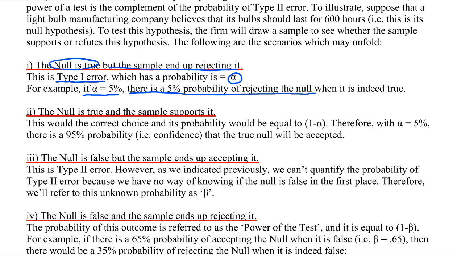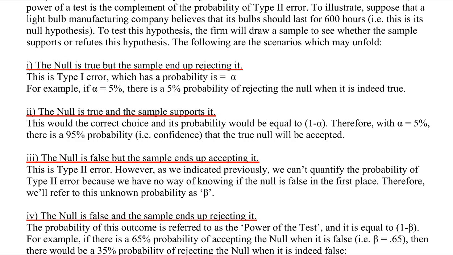But again, remember the overriding issue here. We don't know what the true population value is. And here you are, you're rejecting it when you don't even know what the true value is. So there's a chance you're making an error. And that error, the probability of making that error in this case is 5%.